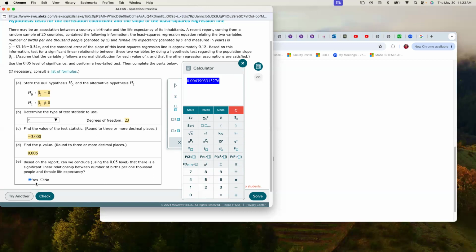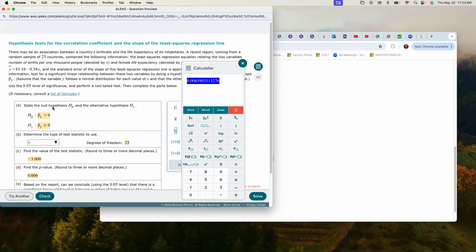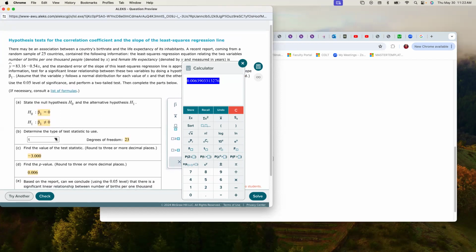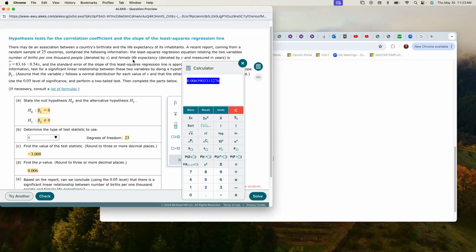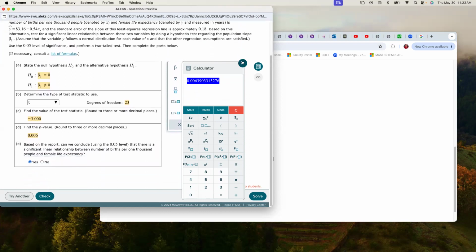The last thing you would have to do, since the p-value is less than alpha, is conclude that we do have enough evidence to reject the null and go with the alternative. Therefore our conclusion is that there is a linear relationship between the x and y variables. In this case, x is whatever x stands for here. I believe it is the female life expectancy, and y is the number of births per 1,000 people. So that's how you do that.